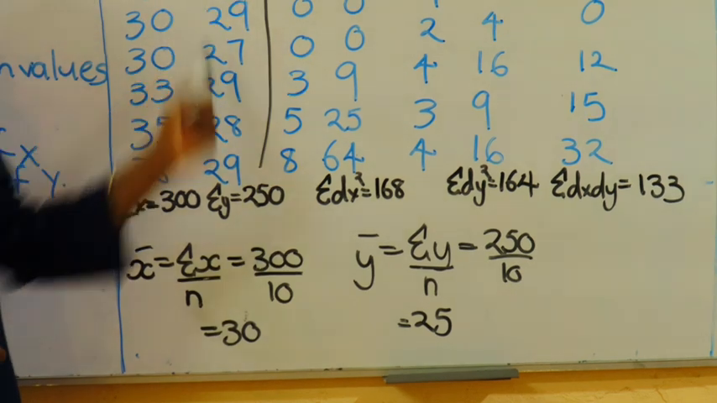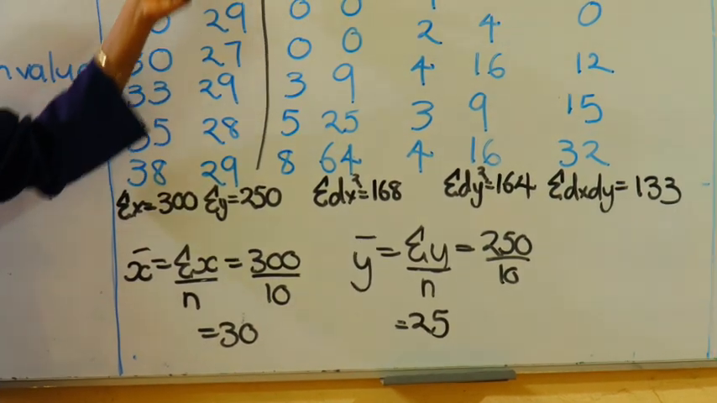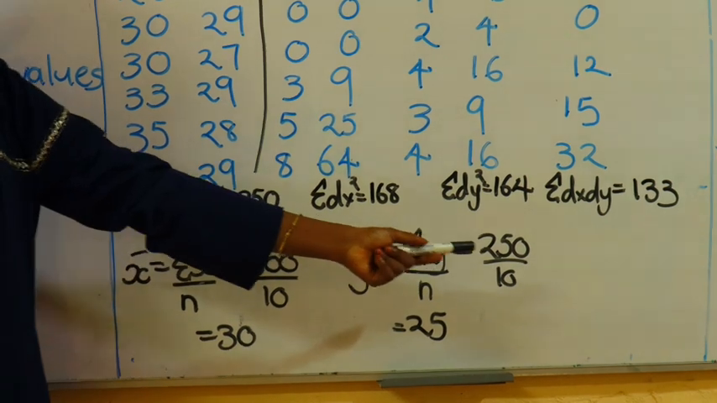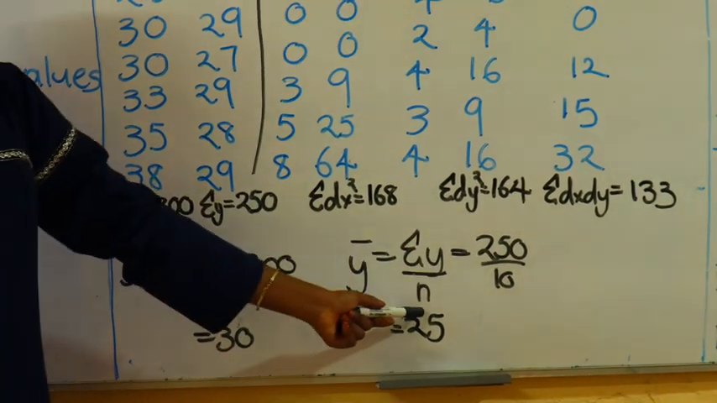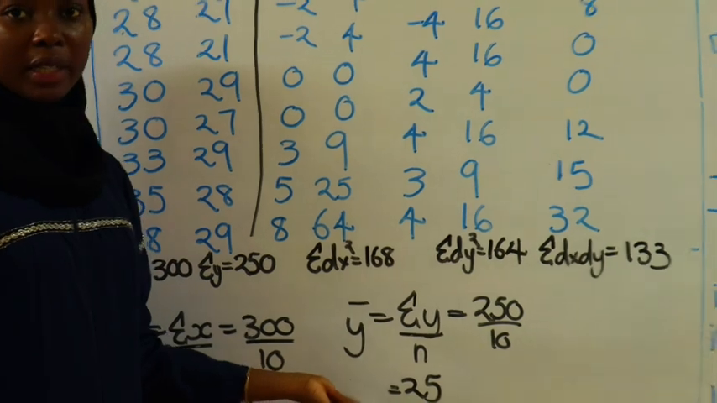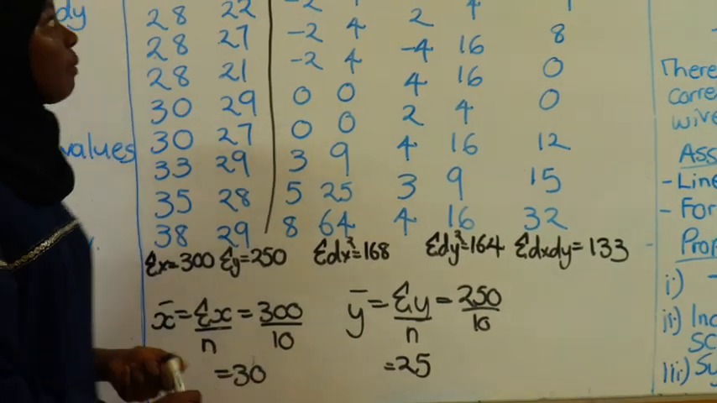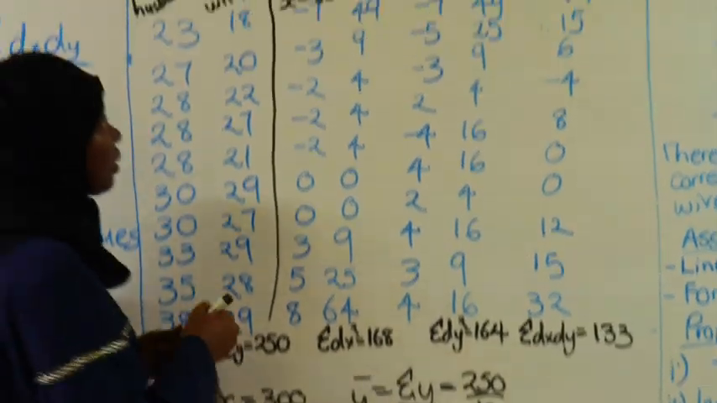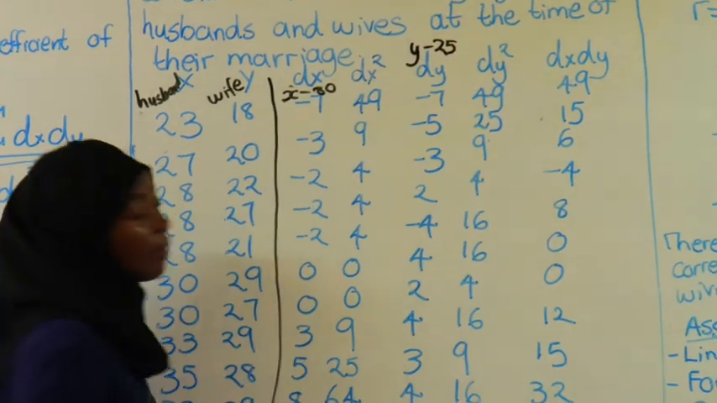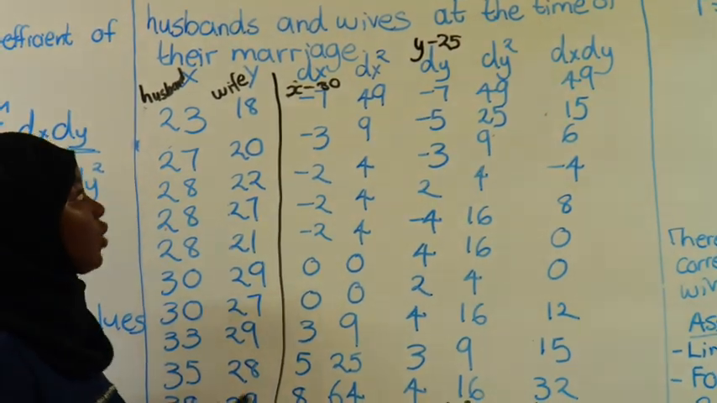You go to your values of y, you add all these values, 18, 20, 22, you add them. What do you get? 250. You divide by n. N is the number of observations. You divide by 10, so your y bar is 25. So when you come to do dy, you take the values of y minus 25.